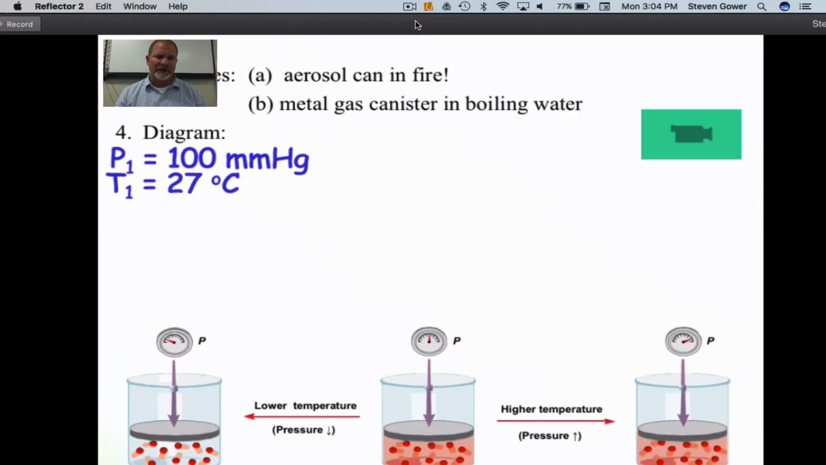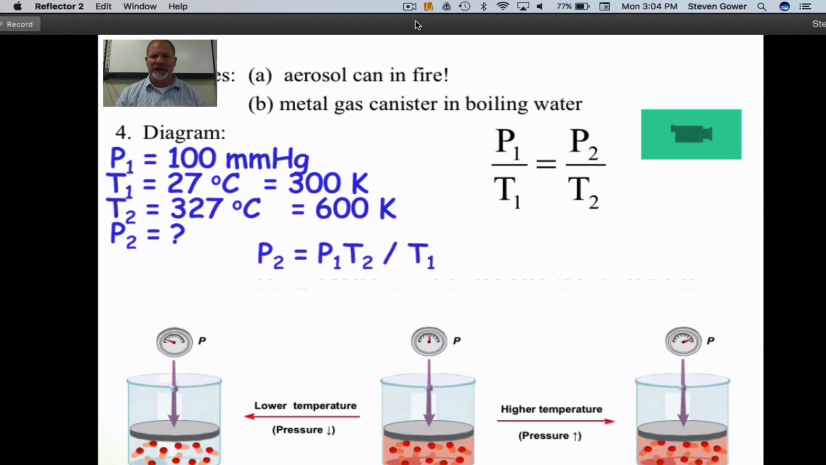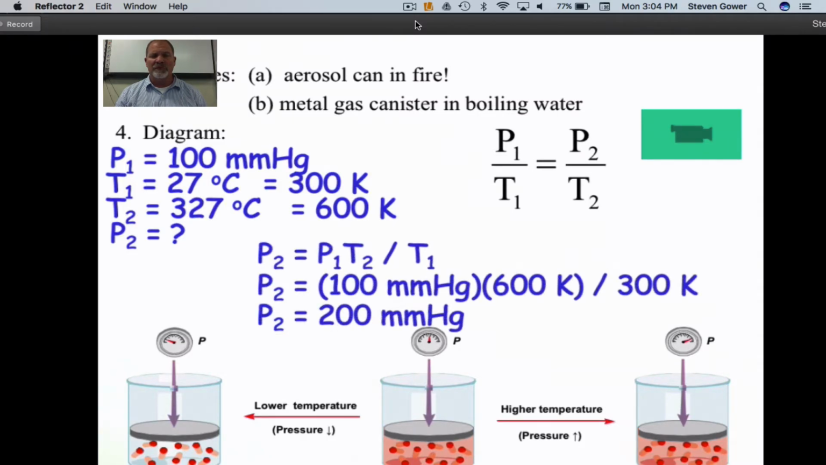Going back to this, we did some problems here. Now, one thing I do want to emphasize right now, with pressure and volume just remain consistent. As for temperature, temperature always has to be in Kelvin. So in this situation, 27 and 327 are both whole numbers, so I'm just going to add simply 273. And I realized my initial temperature was 300 Kelvin, final temperature was 600 Kelvin. So my temperature doubled. Since temperature and pressure have a direct relationship, and my temperature doubled, so must my pressure. If we solve this one out, I started with 100 millimeters mercury, I end up with 200.